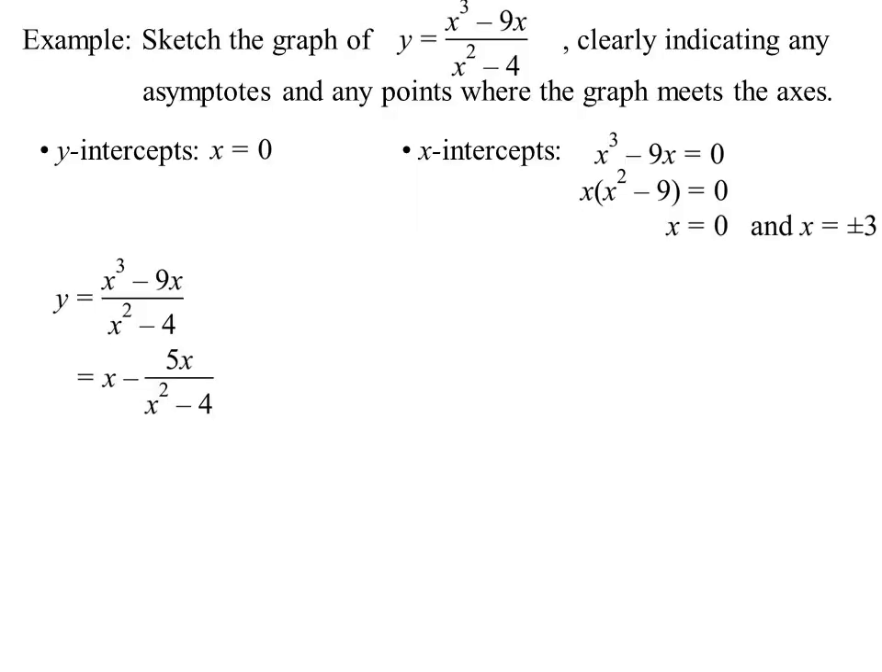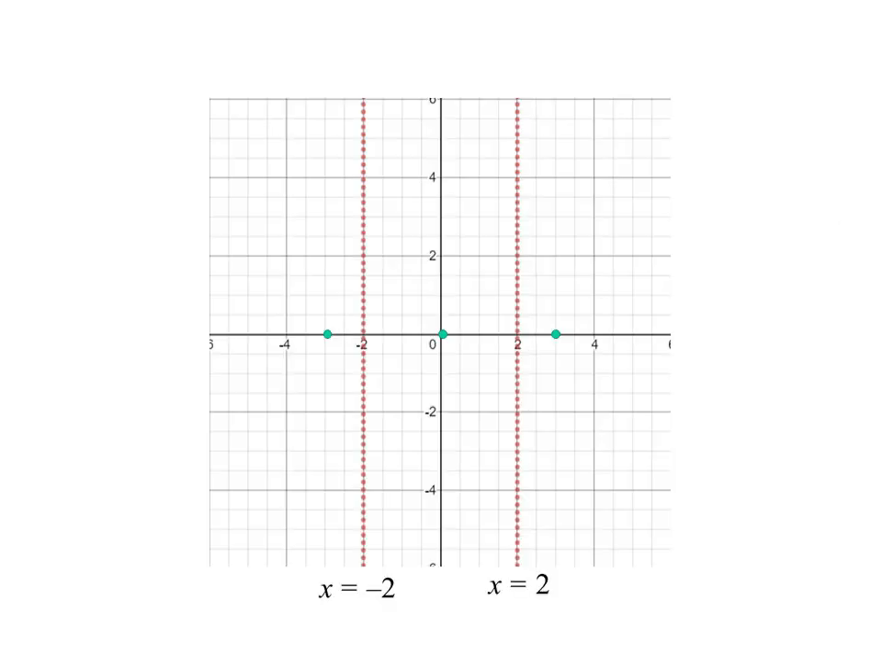Let's do our polynomial division. It becomes x minus 5x on x squared minus 4. That tells me that the vertical asymptotes will be at plus or minus 2. Draw those in. Remember, vertical asymptotes, we draw with dotted lines. On a number plane, whenever we draw a line, or any curve for that matter, dotted, we're saying this is not actually part of the graph. This is not included, but it's like a boundary. It helps me draw the graph. I know it's a boundary here.